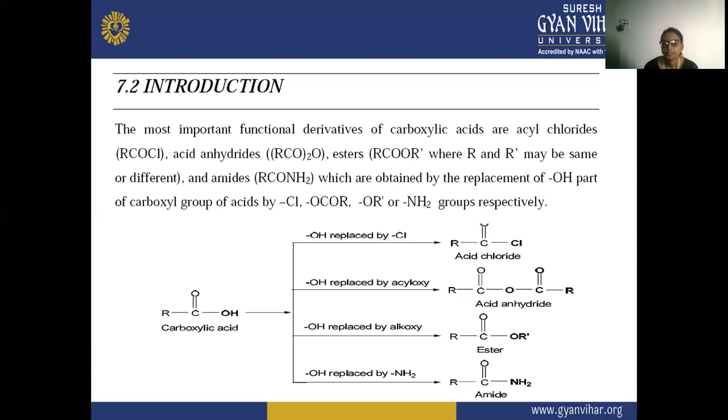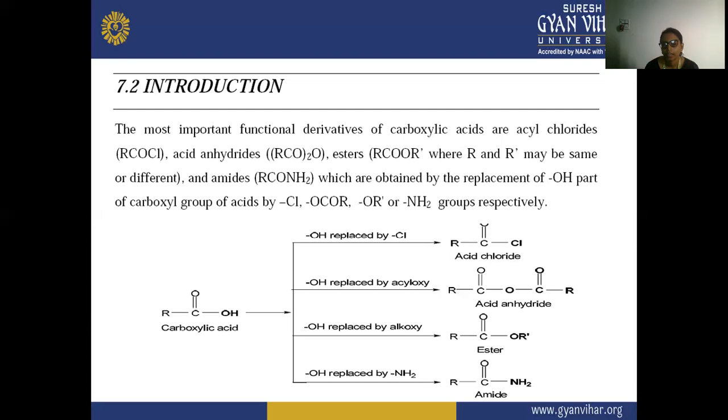So here, as in the picture, you can see that the carboxylic acid structure is given as RCOOH. In it, the OH is shown in bold. This OH, which is shown in bold, is replaced by Cl, and it becomes the derivative of carboxylic acid, that is your acid chloride.